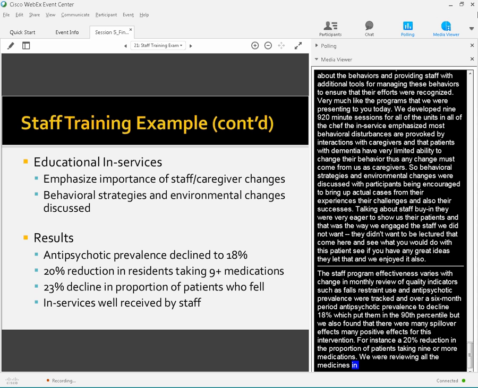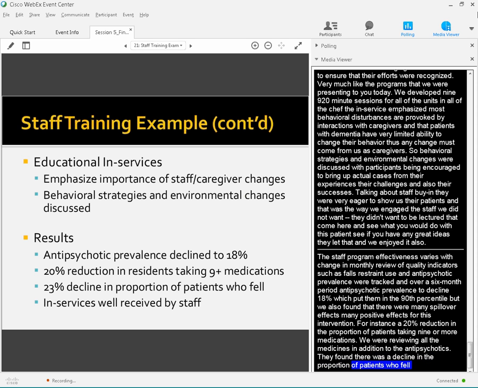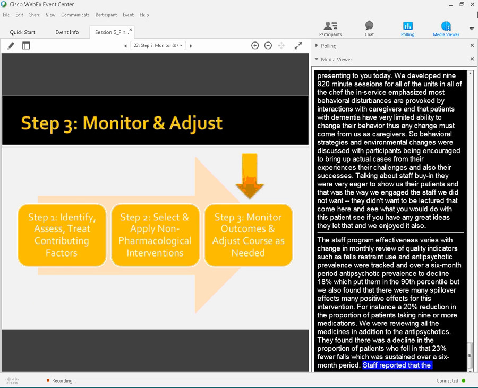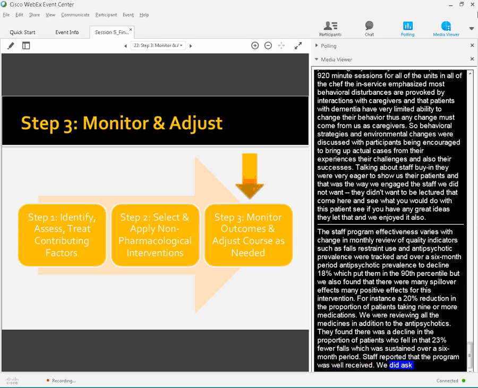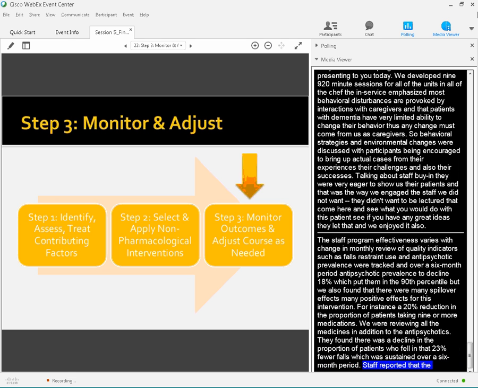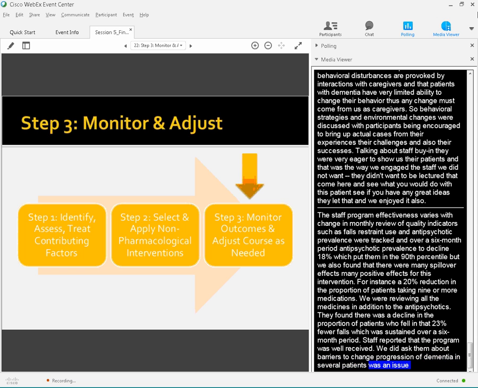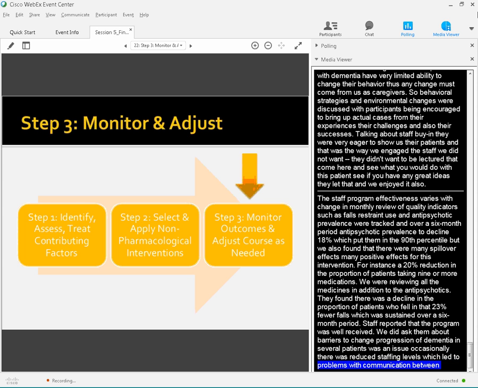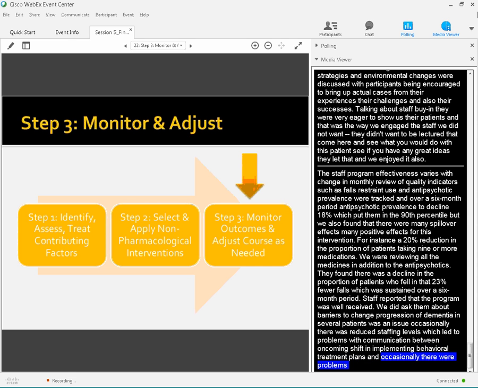The staff reported that the program was well received. We did ask them about barriers to change. The progression of dementia in several patients was an issue. Occasionally, there was reduced staffing levels, which led to problems with communication between oncoming shifts and implementing behavioral treatment plans. And occasionally, there were problems with families who felt that if patients were well controlled on their current antipsychotics, why change them? So they had to be educated as well.